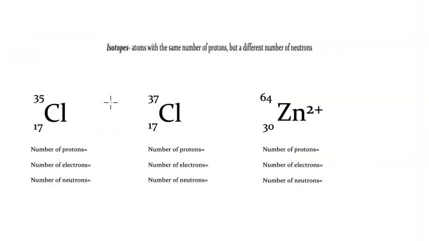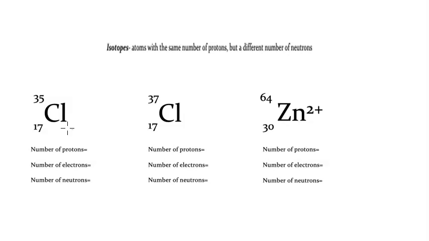In my opinion, the best way to learn is through practice, and so here are 2 isotopes of chlorine, and also a zinc ion. And I want you to calculate the number of protons, neutrons, and electrons in each of these species. So I suggest you pause the video now and try yourself before I go through the solution.